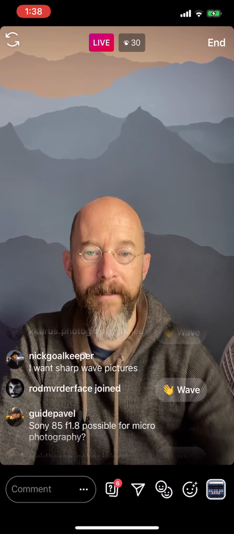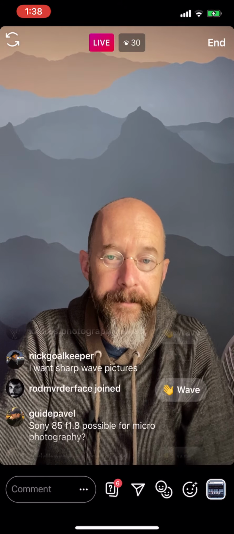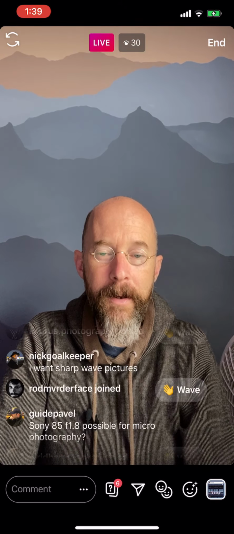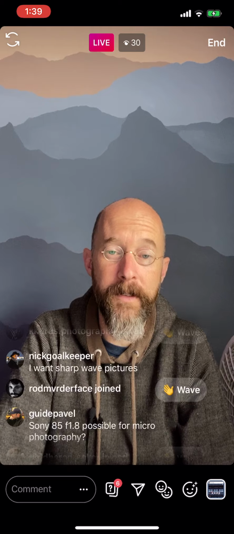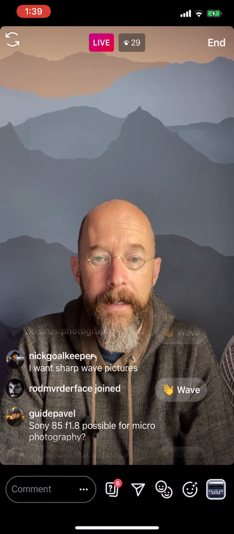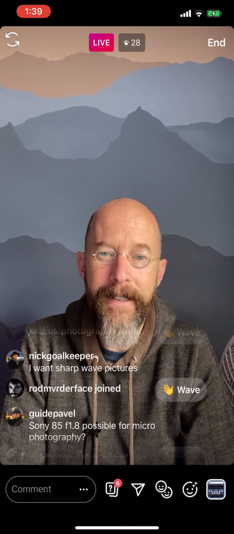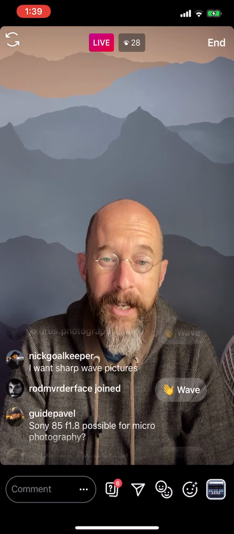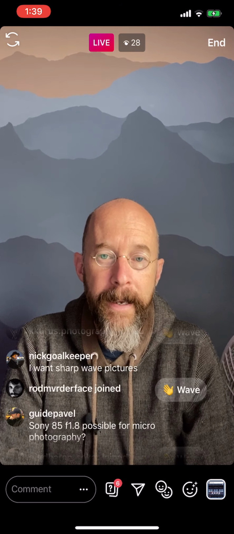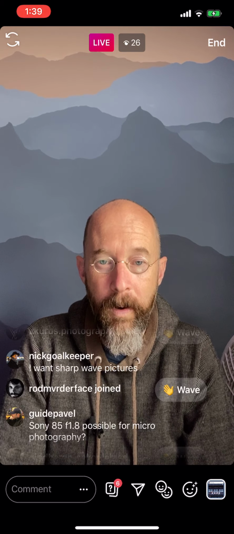I want sharp wave pictures. Yeah, so what I would suggest, with regards to waves, is to flip over to what's called shutter priority. That's S, or what is it in Canon? TV. That's for time value. And all you would simply do is just dial in 1/1000 or 1/500.